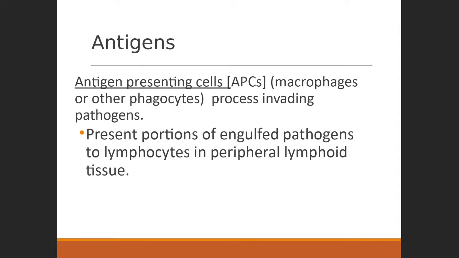In many of the types of responses we'll talk about, we have antigen-presenting cells. And again, macrophages, phagocytes. We engulf a bacteria. We present a part of that bacterial cell wall to the surface of the cell so that then they can be recognized and an immune system response can be adapted to that particular antigen.